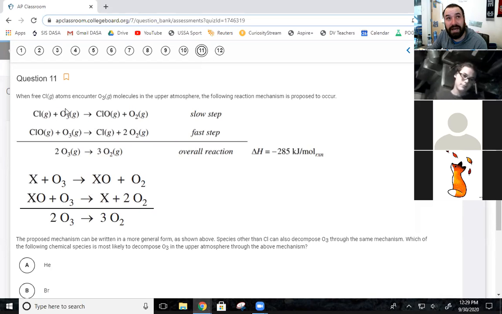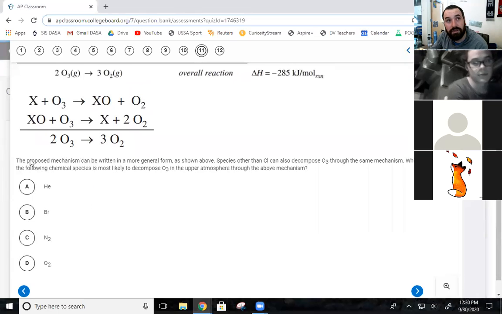When free chlorine atoms encounter ozone molecules in the upper atmosphere, the following reaction mechanism is proposed to occur. We can go through this if we need to, but I don't think that we really need to, and I'll tell you why. The proposed mechanism can be written in a more general form as shown above. Species other than chlorine also decompose ozone through the same mechanism. Which of the following chemical species is most likely to decompose ozone in the upper atmosphere through the above mechanism?